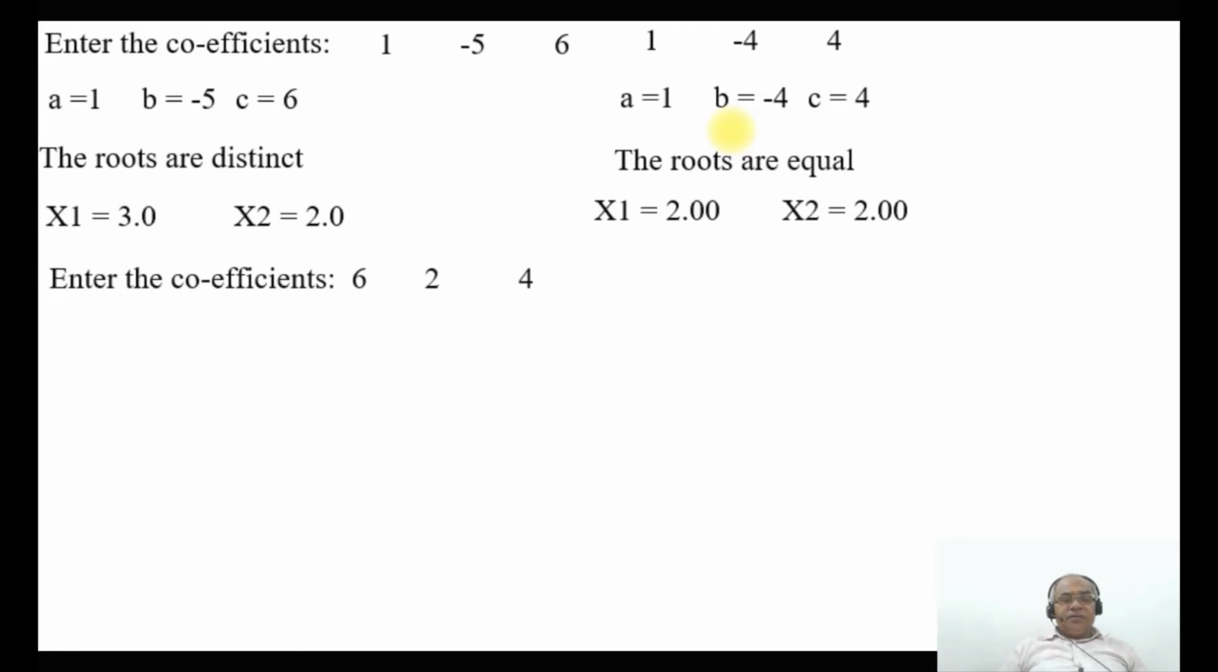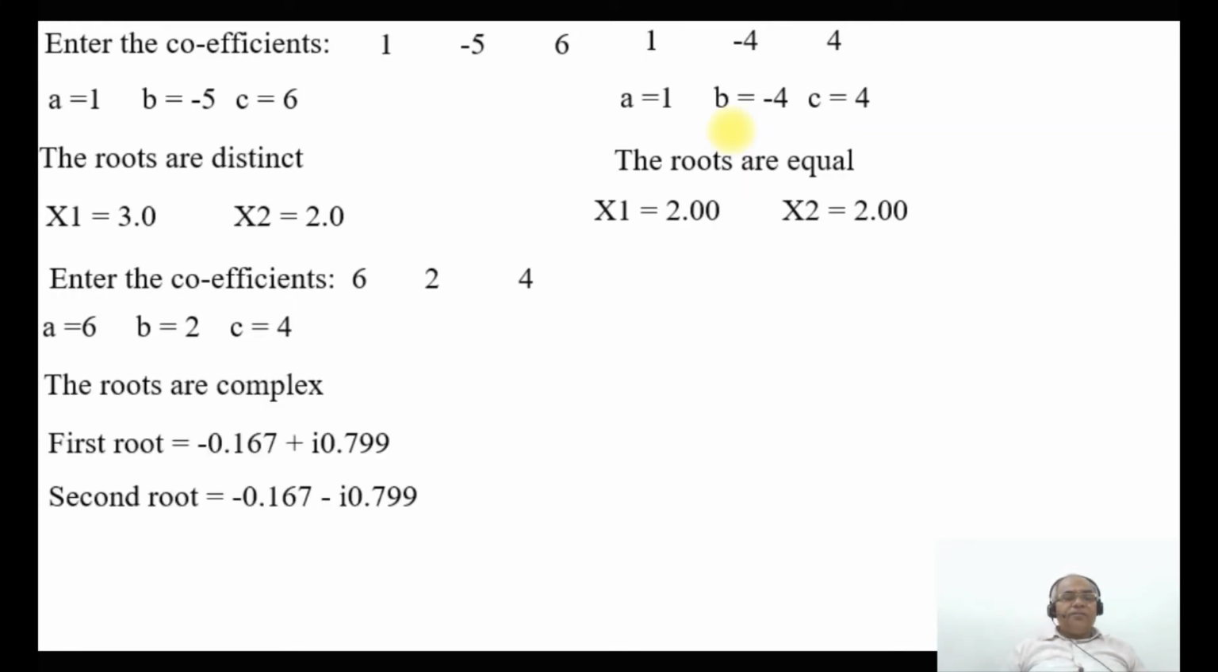Then when they enter the coefficients 6, 2 and 4, here a is equal to 6, b is equal to 2 and c is equal to 4. The discriminant value will be less than 0, so it's in the else branch. So the roots are complex, where the first root is minus 0.167 plus i 0.799, and the second root is minus 0.167 minus i 0.799. So these are the roots.